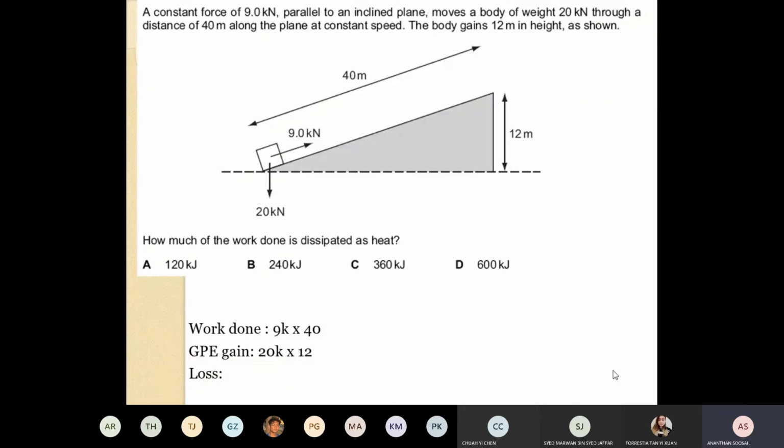Does this system have thrust? The system has thrust. What is the thrust of this system? 9 kilonewton. Okay, 9 kilonewton is the thrust because it was pulled up by 9 kilonewton. So that means the thrust is 9 kilonewton. Anything zero here? Gain in GPE looks positive.